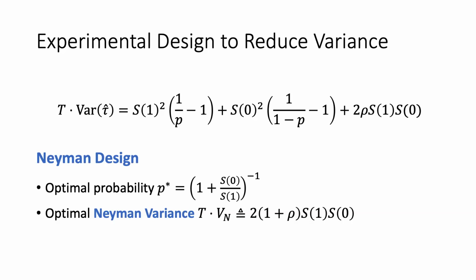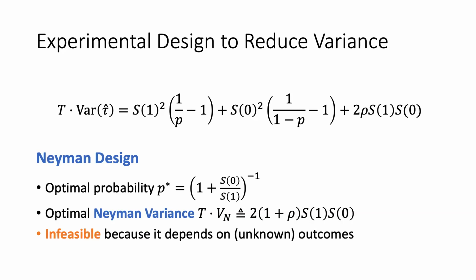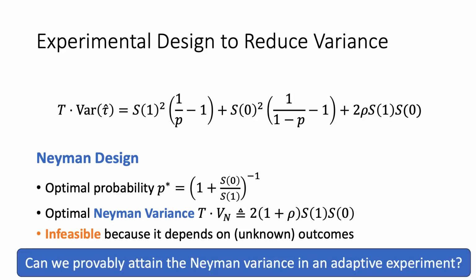But the problem with the optimal Neyman design is that it's infeasible. It depends on all the outcomes. And if I don't know those outcomes in advance, then I can't run this design. If I did know the outcomes in advance, I could run this P, but I wouldn't have to even run the experiment. So I would say the Neyman variance serves as a benchmark for us to achieve, but we can't actually hope to exactly run this design. So the question is, can we provably obtain the Neyman variance in an adaptive experiment? That's what we'll be trying to focus on here.